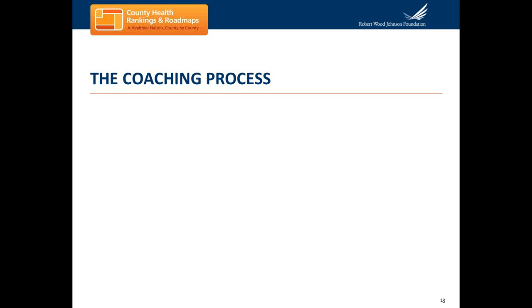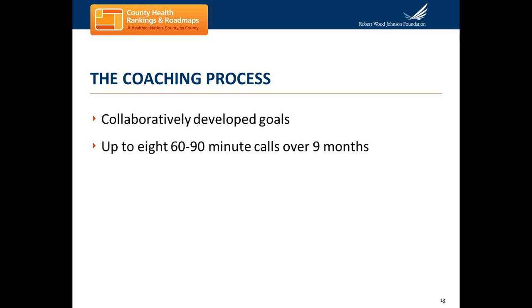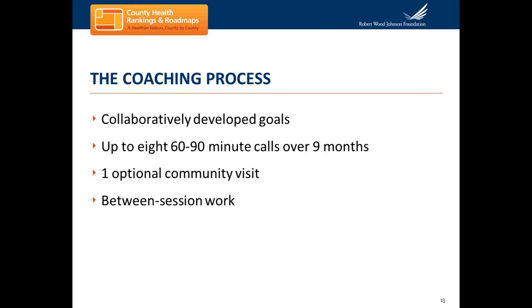The coaching process focuses on achieving goals co-developed by your team and the community coach. These goals will be based on your community's needs and the specific content that our program, the Roadmaps to Health coaching program, has to offer. Coaching will include up to 8 60 to 90-minute team coaching calls over a 9-month period, as well as an optional community visit. Teams will commit to work between coaching sessions and identify goals for a community visit if that option is chosen.